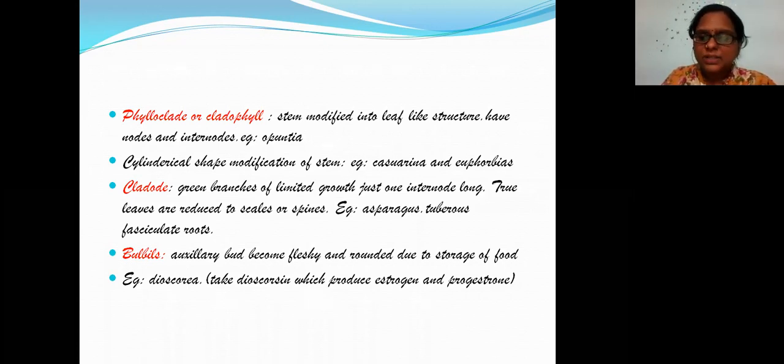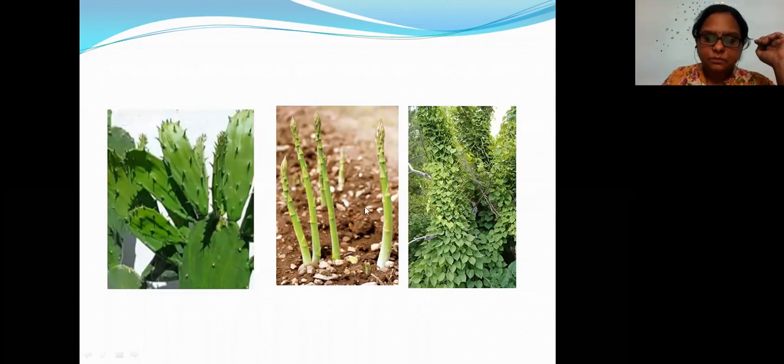Generally they will not ask you about bulbils and other things, but this Dioscorea example is very, very important. Okay, so am I clear? So all the three plants I have given you here, students: Opuntia, this is the one I was telling you about, the plant. Dioscorea, and this is the asparagus.